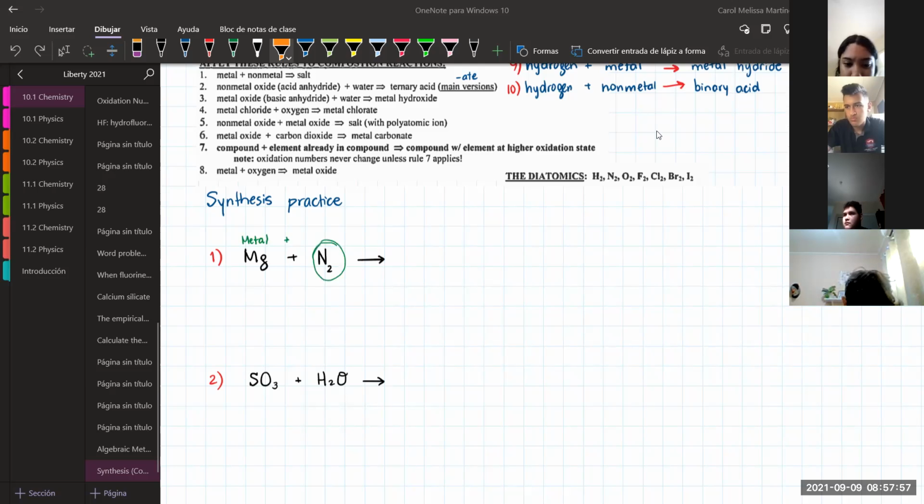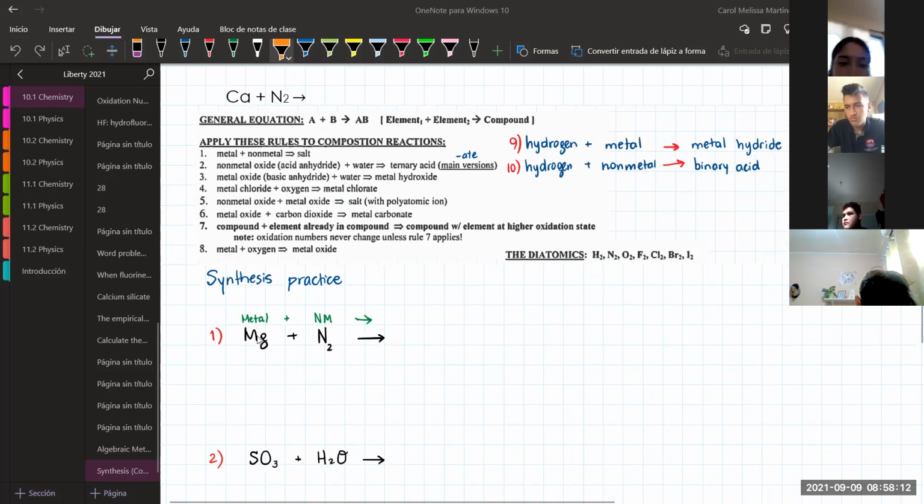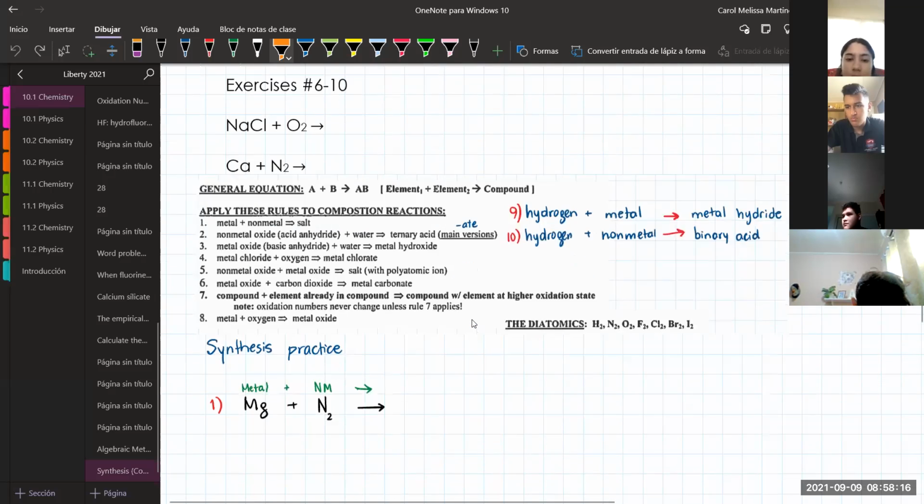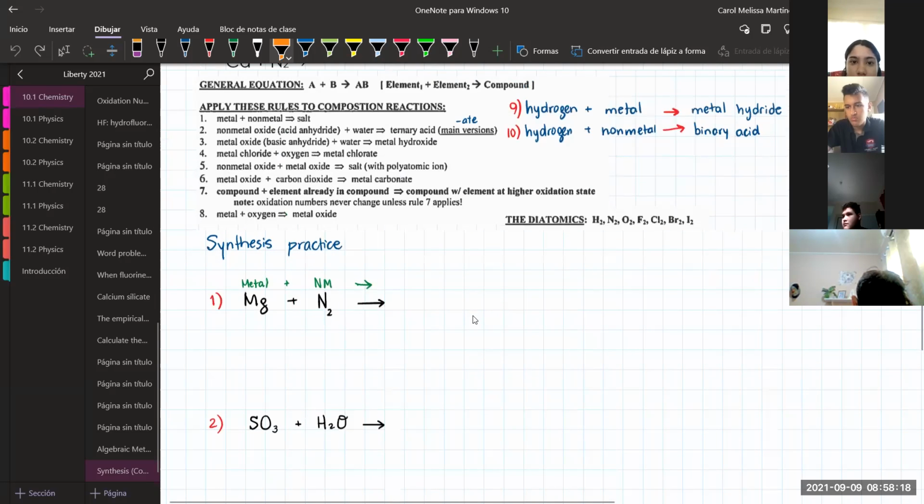okay, what's this? What's nitrogen? Is it a metal or a non-metal? Non-metal. Okay, so according to the rules, what situation is the first one? Here, the one that says metal, non-metal, what rule do we need to follow for this? The first rule. The first rule, okay?